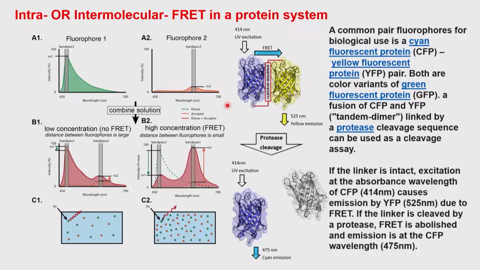Now let us say this is intact. The 414 nanometer excitation causes an emission, which is at 525. So if the linker is intact, the excitation at the absorbance wavelength of CFP, which is 414, causes an emission by the yellow protein, which is 525, due to the FRET. So it is giving some emission. That emission you are not seeing. That emission is absorbed by this one, and then this gives the output.